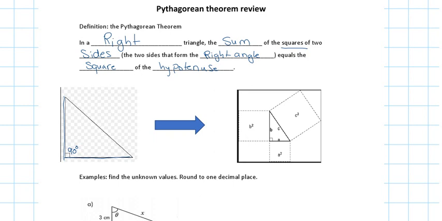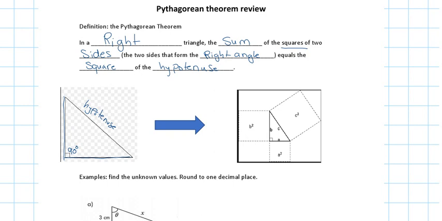It's the side that is across from the 90 degree angle. In a right angle triangle, the hypotenuse is always your largest side. So this is always your largest side out of the three sides.